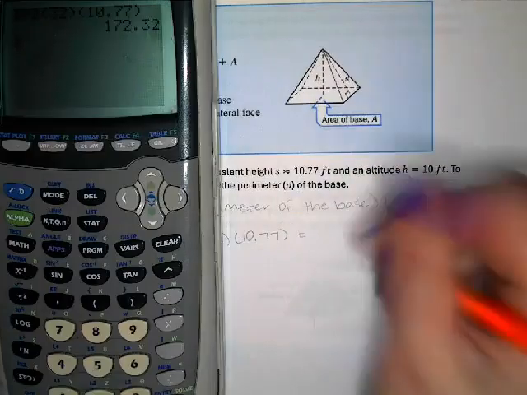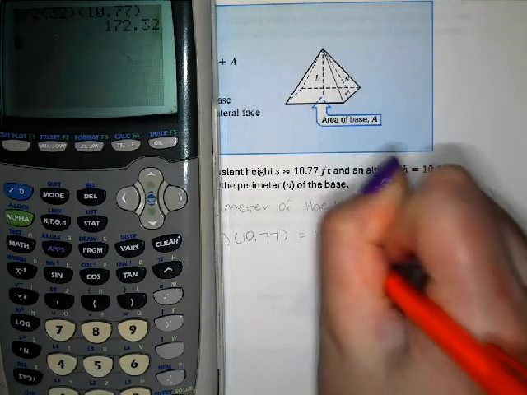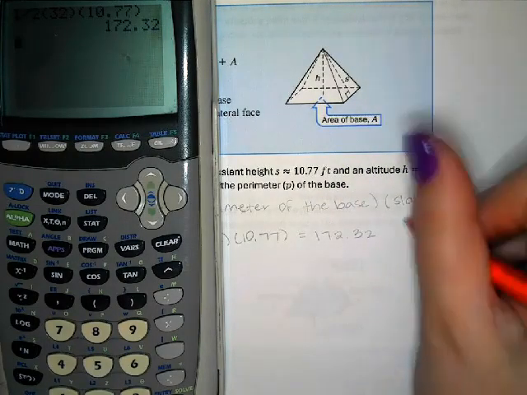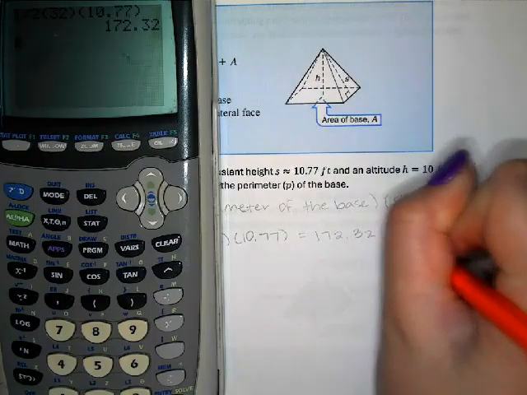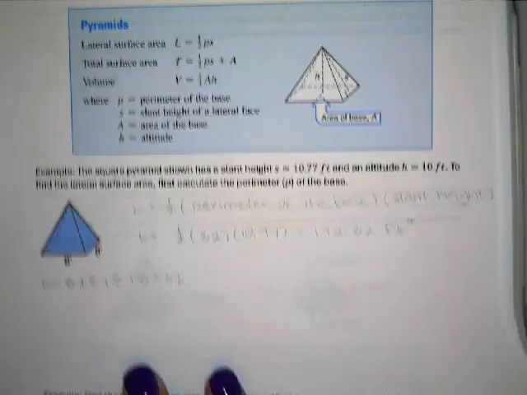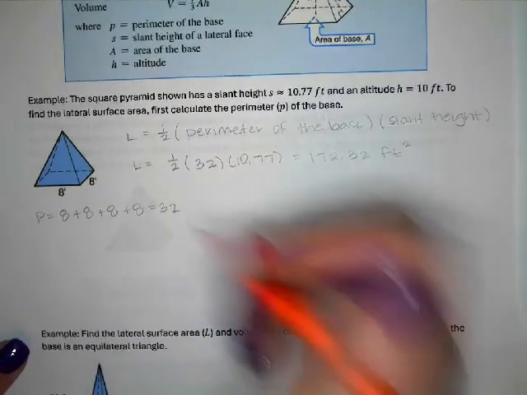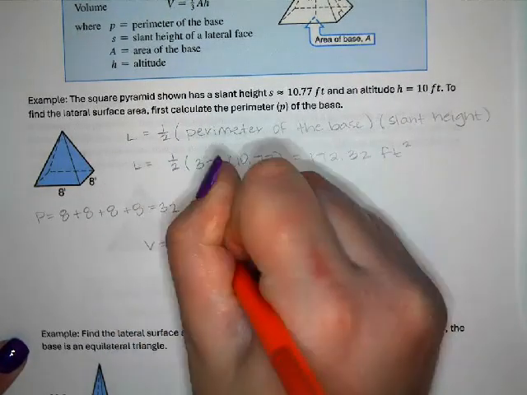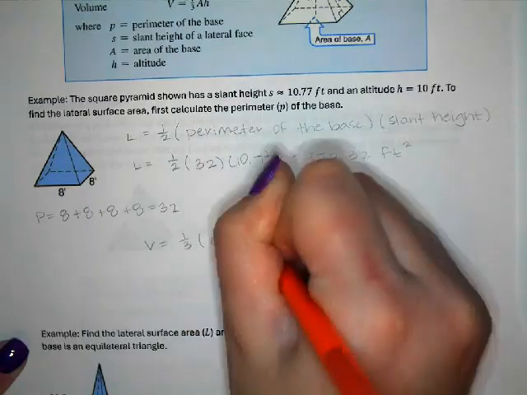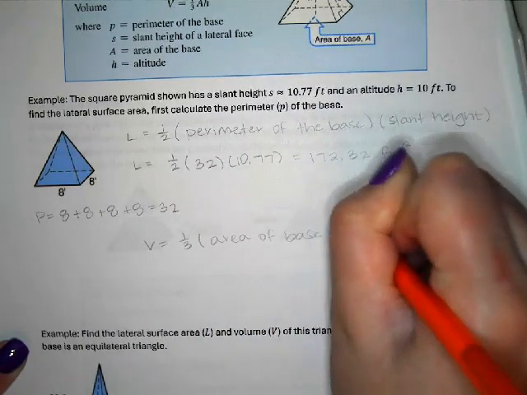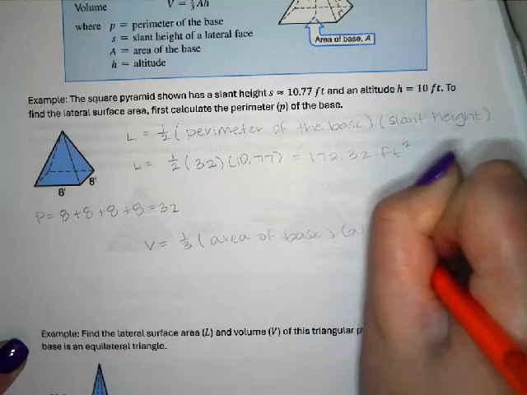172.32. This is lateral surface area, and so we're going to have our units, which are feet squared. And then next we're going to go ahead and find the volume. The volume is 1/3 times the area of the base times the altitude of the entire pyramid.